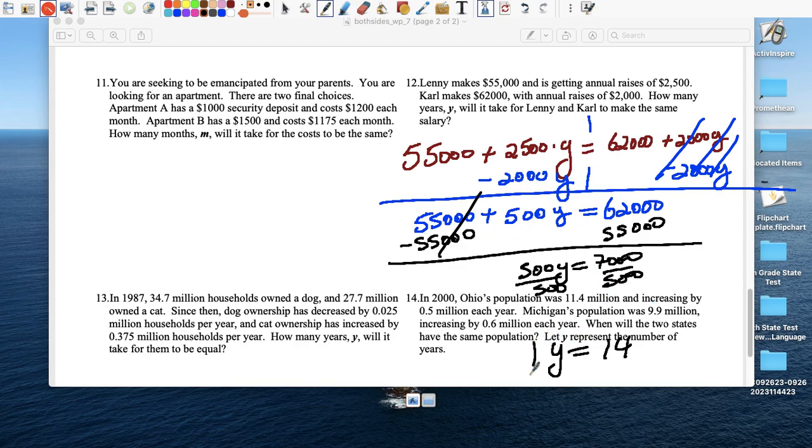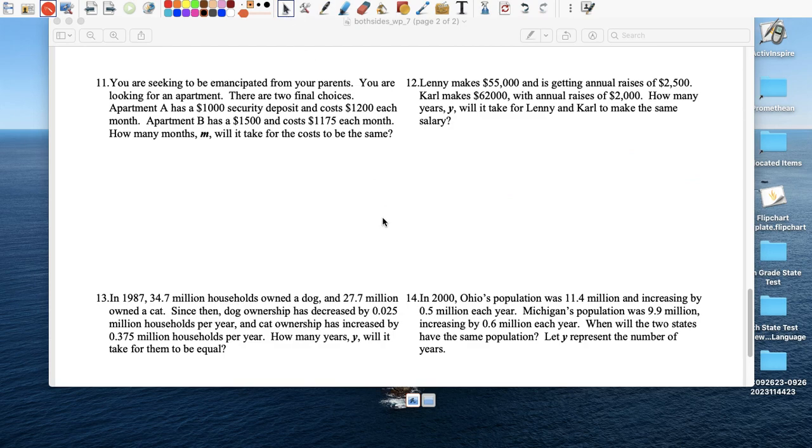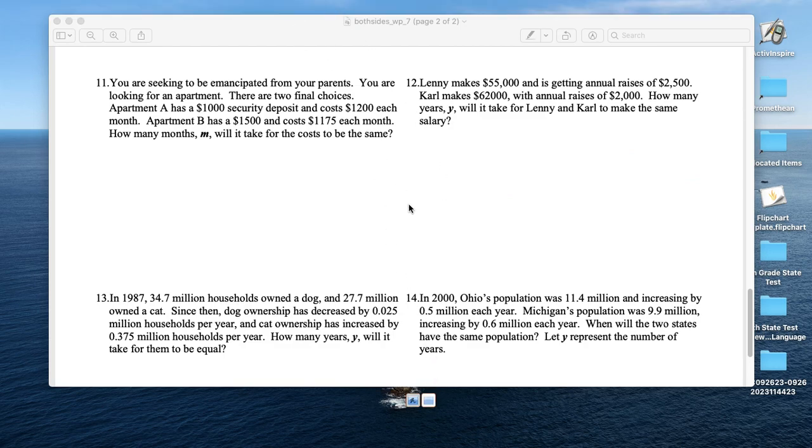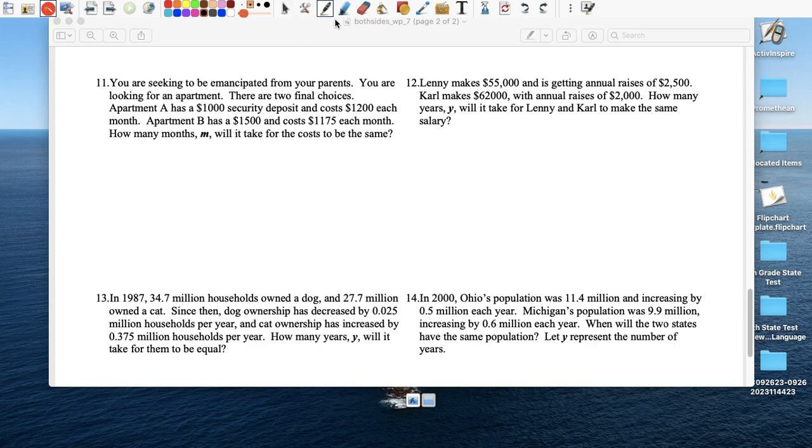So in 14 years, if you knew you were going to work for 14 years, then it wouldn't matter which company you chose. When we do systems and we're graphing, you'll see that when you graph that, one line might go like this, and the other line you're making goes like this. They change colors. So that's our answer.